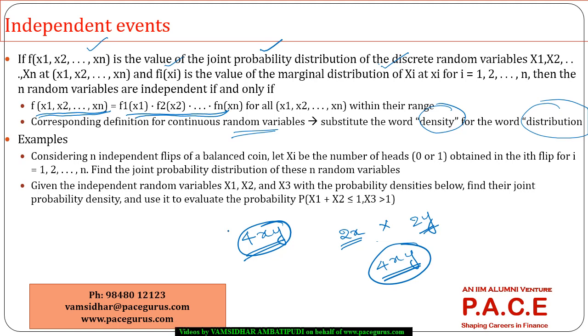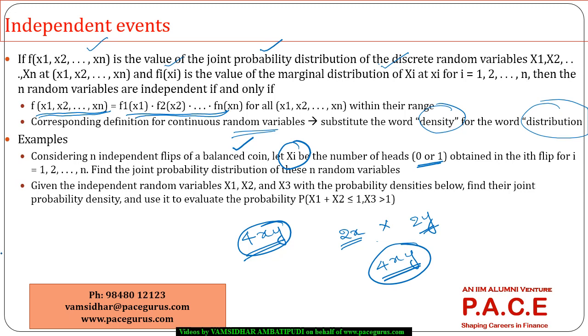So you could clearly see, if you are considering independent flips of a balanced coin, let xi be the number of heads, 0 or 1, obtained on the ith flip for i equal to 1 to n. Find the joint probability distribution of these n random variables. So if you are talking of xi, the number of heads obtained in the ith flip, it is either 0 heads or 1 head, because I am flipping it once.